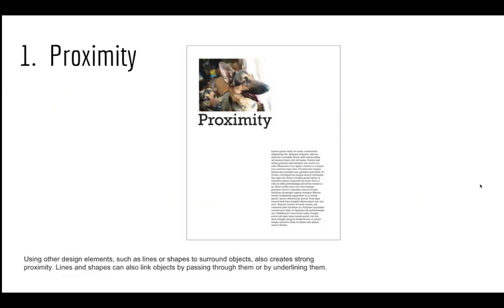And then here's an example of how it's being used in an actual article. It's pretty extreme, but you kind of get the idea. Using other design elements such as lines or shapes to surround objects also creates strong proximity. So even though these things are separated with space in between, the line helps you realize that it's still one article. It's just adding extra emphasis that it's part of a group even though there are pieces that are separated.